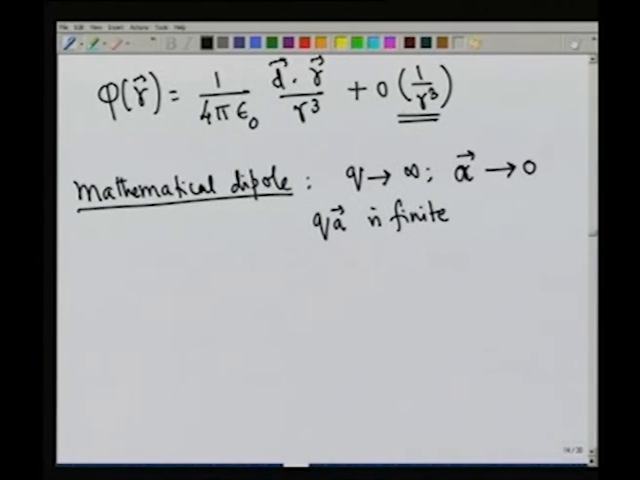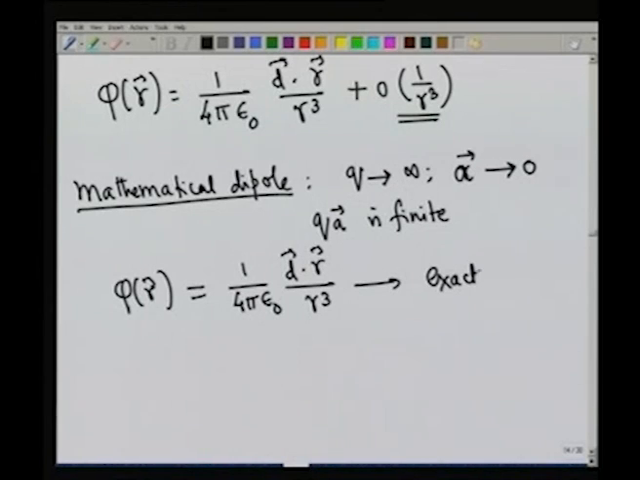All of you know how to do the binomial expansion and verify that in this limit all these higher order terms do not contribute. Then in that particular case phi of r is simply given by 1 over 4 pi epsilon naught, d dot r by r cubed. No correction, this is an exact expression. In reality, we will never find a mathematical dipole. We always deal with physical dipoles, but many times it is convenient to stick to this expression and not worry about the higher order contributions, and that is what we are going to do here.